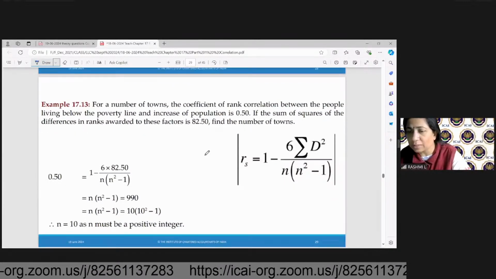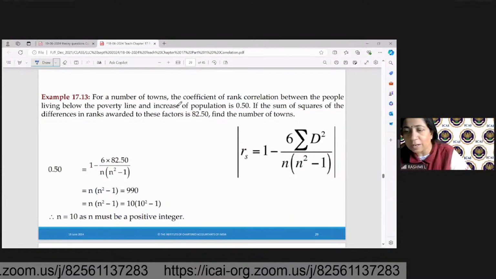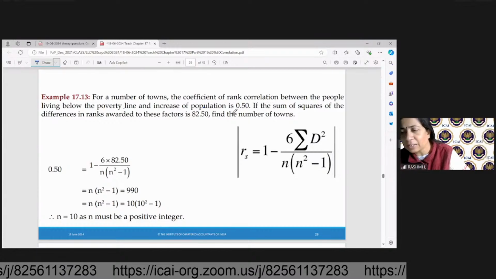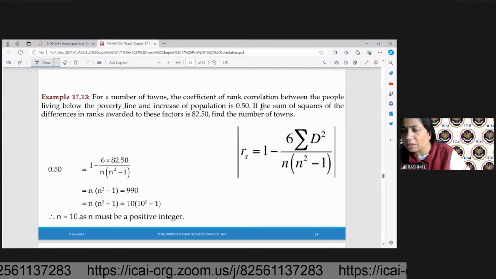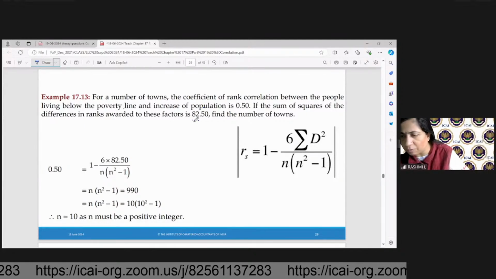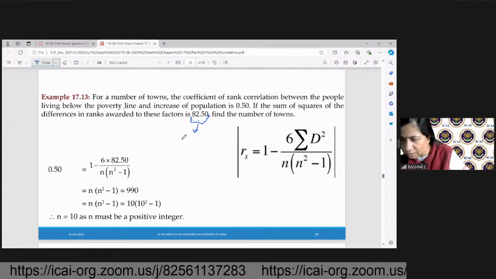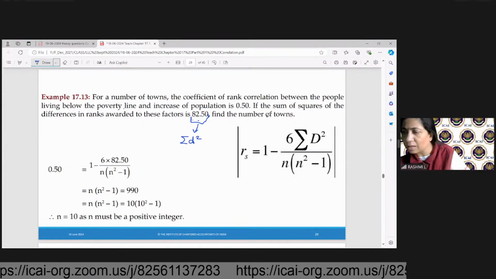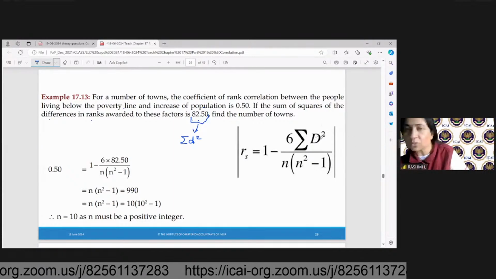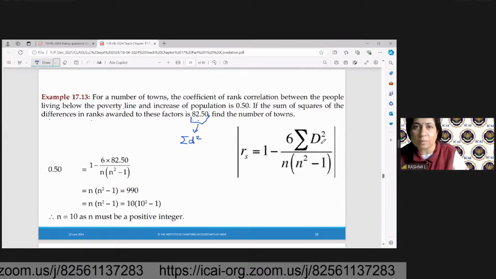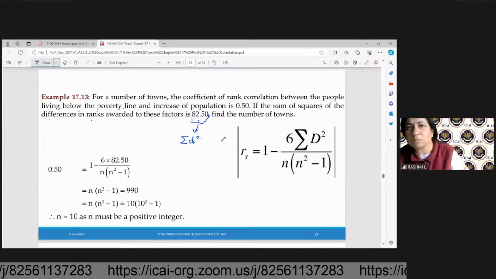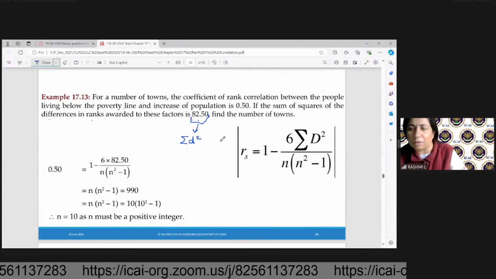Now this is also a very good example I've just directly taken. For a number of towns, the coefficient of correlation between people below the poverty line and increase in the population is 0.5. If the sum of squares of the difference in ranks awarded to these factors is 82.5, what does this give you? This is giving you summation d square, the sum of the squares of the difference in ranks. Sometimes we just remember d square. We don't know what it is about. We don't remember its name. But this is an example where, just by knowing that name, you can get full marks.